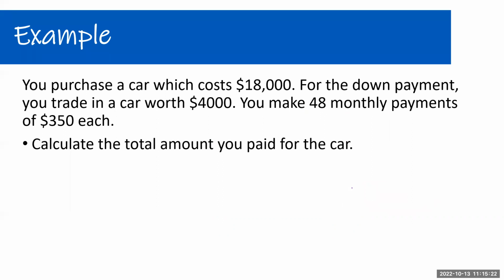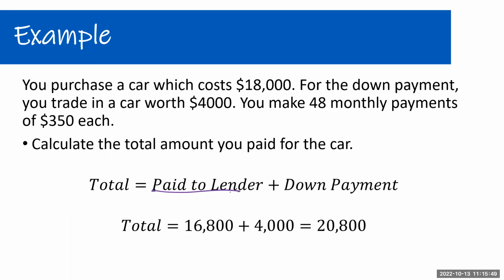Now, lastly, you purchase a car that costs $18,000. We know all that information from our previous slides. How much did we pay for the car? Well, how much did we end up paying to the lender? 48 times 350. We already saw that. How much did we actually pay down before we even talked about financing? Well, that $4,000. So we need to consider how much we paid to the lender and how much we paid up front. So our total of our monthly payments plus what we put down initially, and you'll see that that $18,000 car ended up costing you about $20,800.